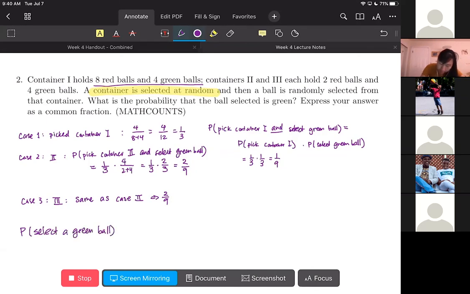Yeah, in this case we want to add them because we want to compute the probability that we pick container 1 and select a green ball, or pick container 2 and select a green ball, or pick container 3 and select a green ball. Because we're counting distinct cases and we want the probability that any of those cases happen, we sum the probabilities. So here we do 1/9 plus 2/9 plus 2/9, which is 5/9.